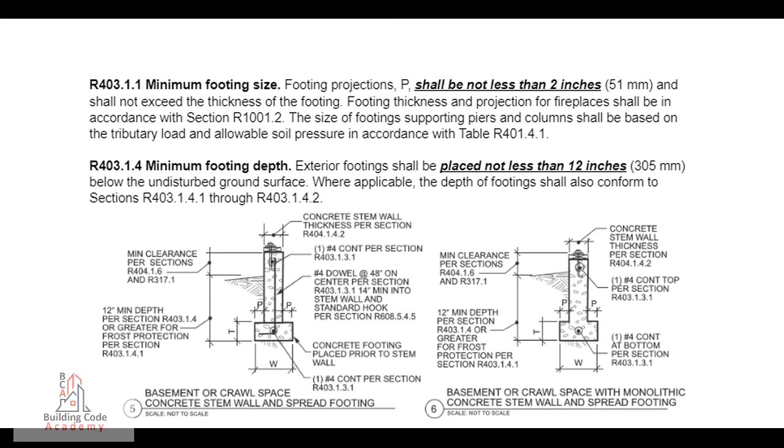R403.1.1 Minimum footing size. Footing projections, P, shall not be less than 2 inches, 51 millimeters, and shall not exceed the thickness of the footing. Footing thickness and projection for fireplaces shall be in accordance with Section R1001.2. The size of footings supporting piers and columns shall be based on the tributary load and allowable soil pressure in accordance with Table R401.4.1.